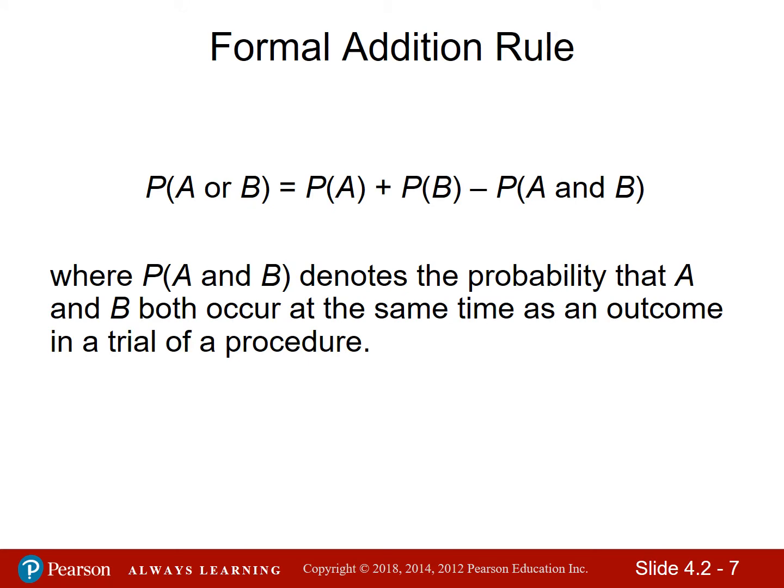In other words, P of A or B is equal to P of A plus P of B, but minus P of A and B, right? Because if A and B occur at the same time, we have to take that one out, because that means we're adding them twice. So we have to remove one if they are actually occurring at the same time. So P of A and B denotes the probability that A and B both occur at the same time as an outcome in a trial of a procedure. So we have to remove that. But if they don't occur at the same time, P of A or B will just be equal to P of A plus P of B.